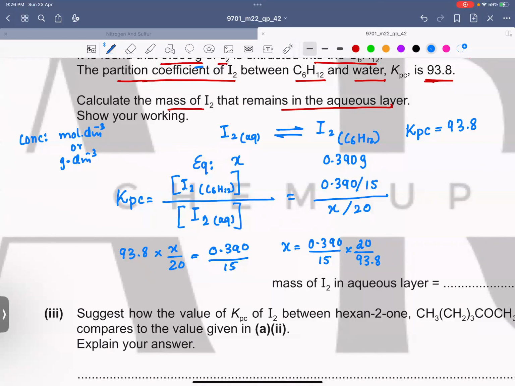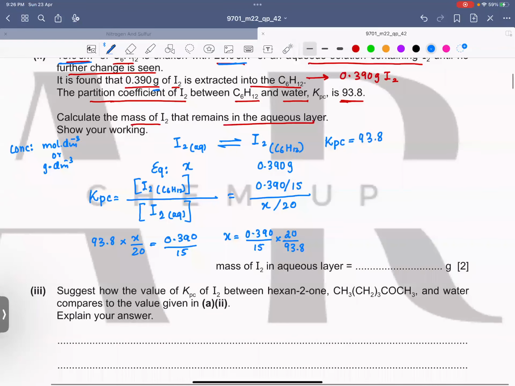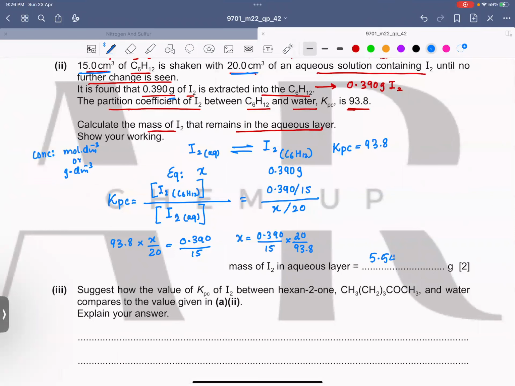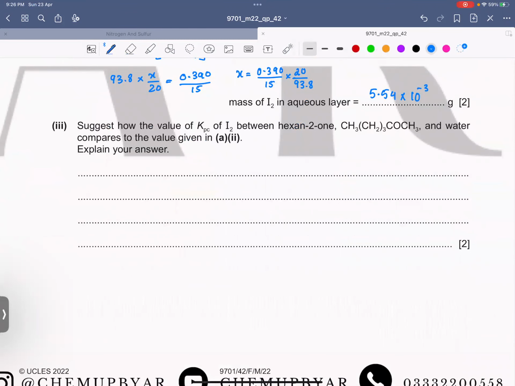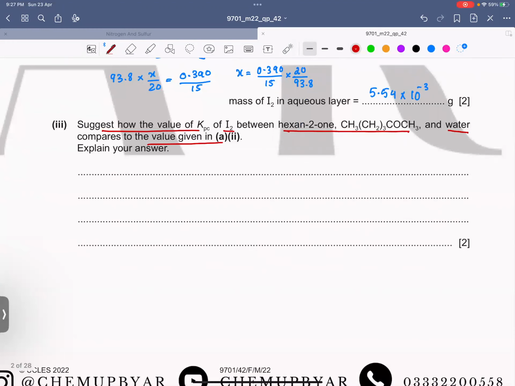5.54 into 10 raised to the power minus 3. Grams. Okay, and as the unit is gram, that's fine. Now, next part: suggest how the value of KPC of iodine between hexane-2-one and water compares to the value given in A2.